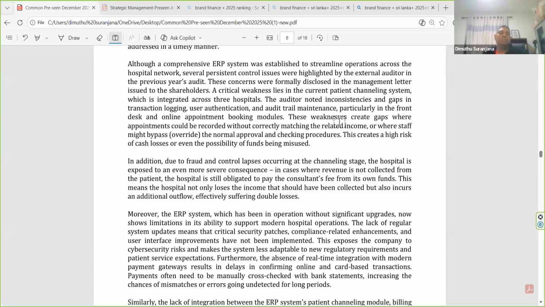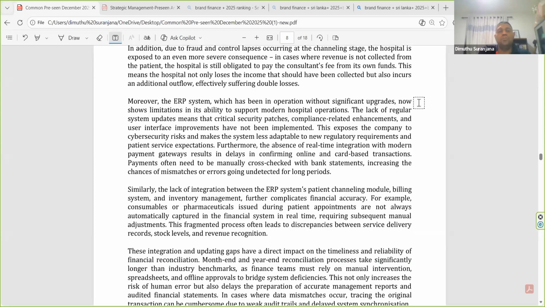Moreover, the ERP system, which has been in operation without significant upgrade, now shows limitations in the ability to support modern hospital operation. Now there are some issues. Not upgraded. The lack of regular system upgrades means that critical security patches, compliance related enhancements and user interface improvements have not been implemented. High risk, no? If we do not update the patches, that creates more risk, right? Not compliant. This exposes the company to cybersecurity risk and makes the system less adaptable to new requirements.